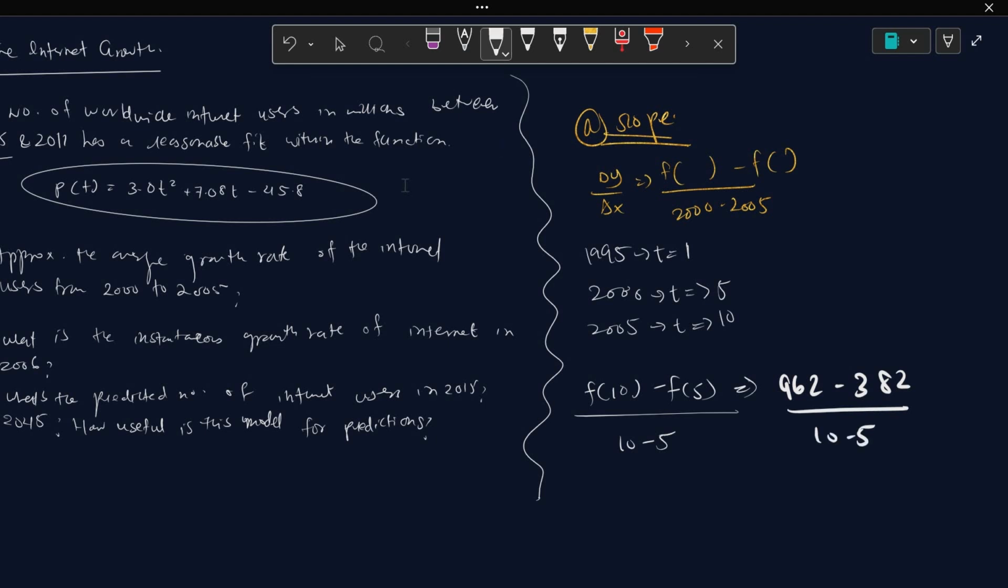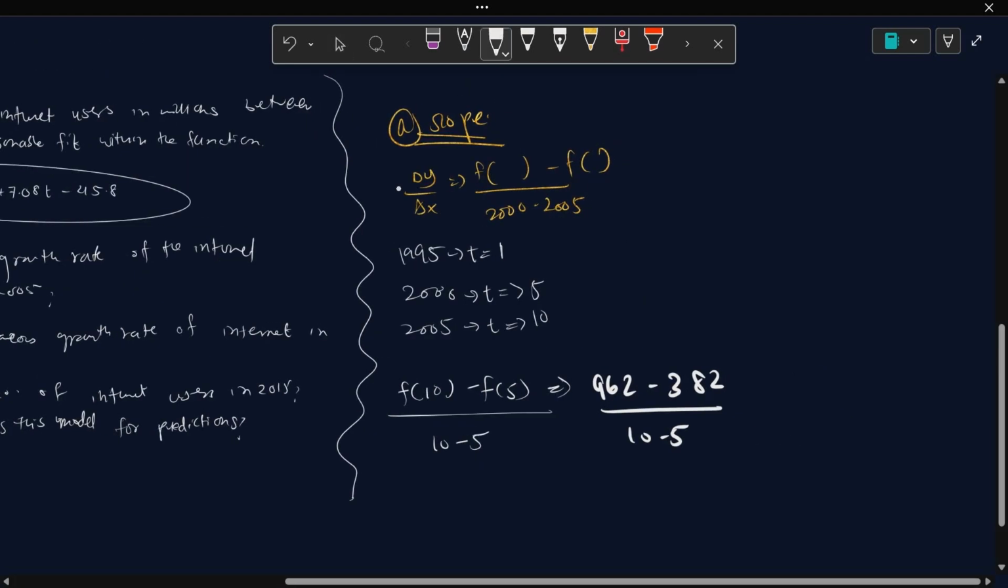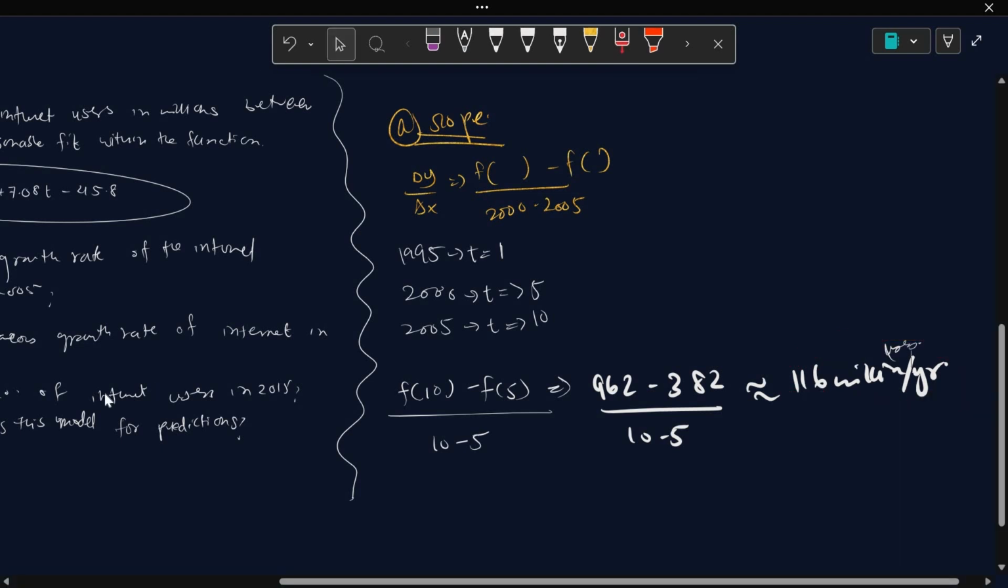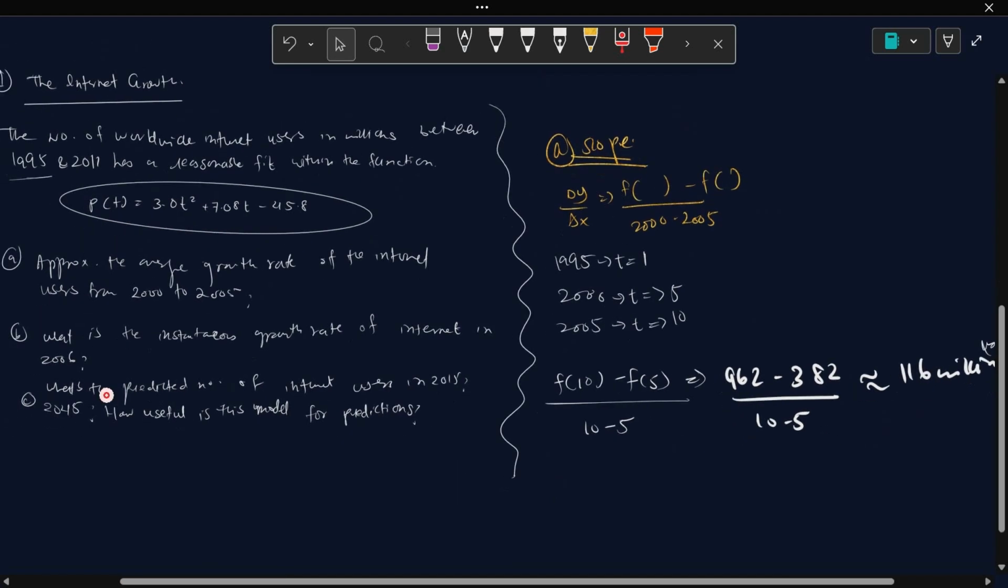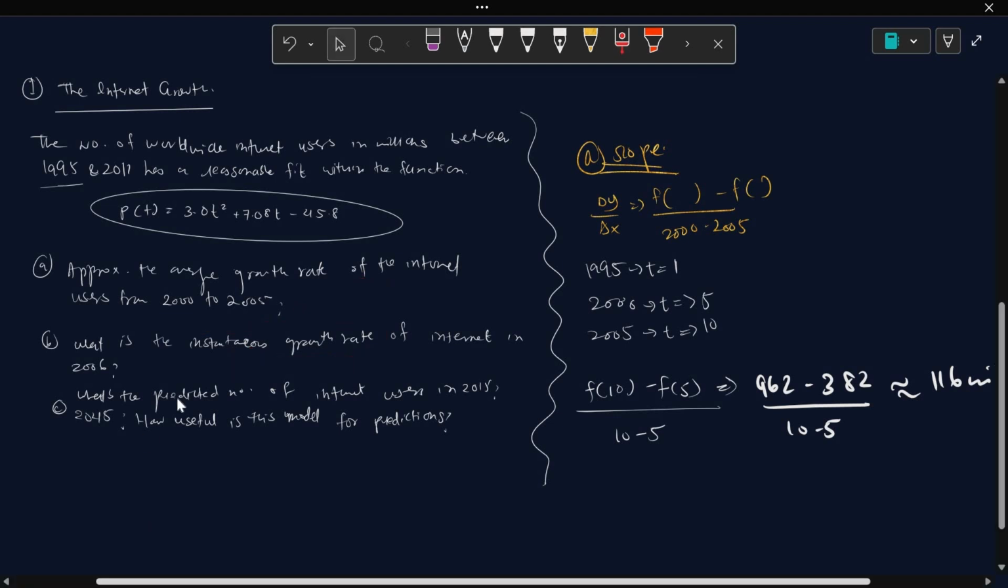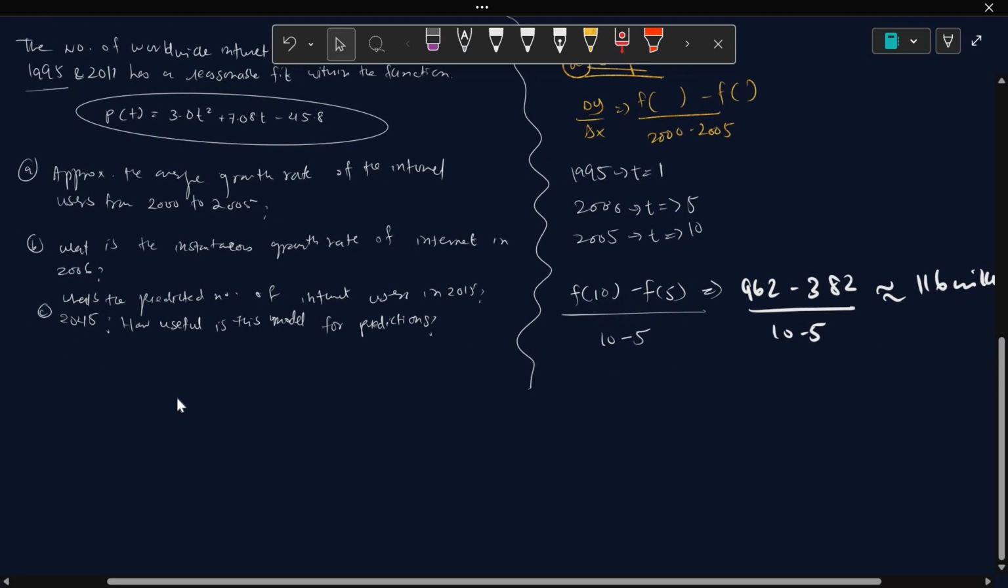Okay, so 10 minus 5, and the final answer then you get is approximately 116 million users. So this basically represents the growth rate with respect to time. Okay, so now moving on, what we have is basically the slope of the tangent line, or the derivative. So the slope of the tangent line, we have to figure that out.